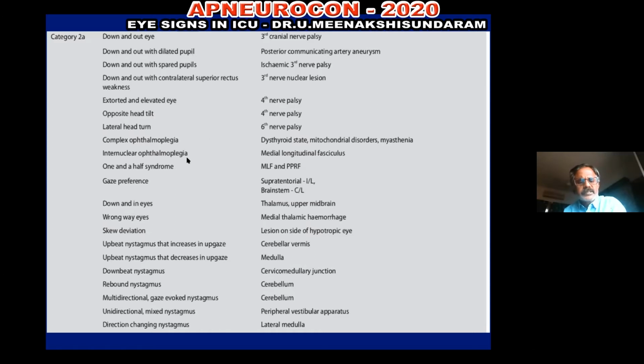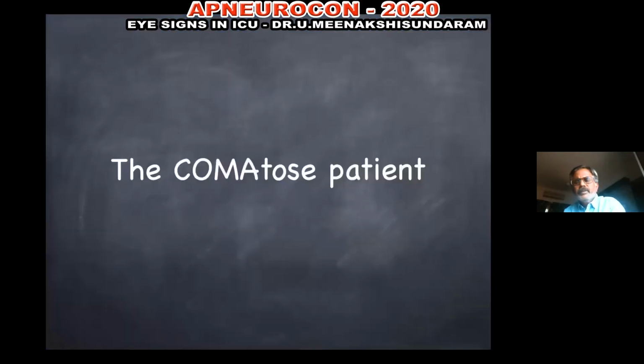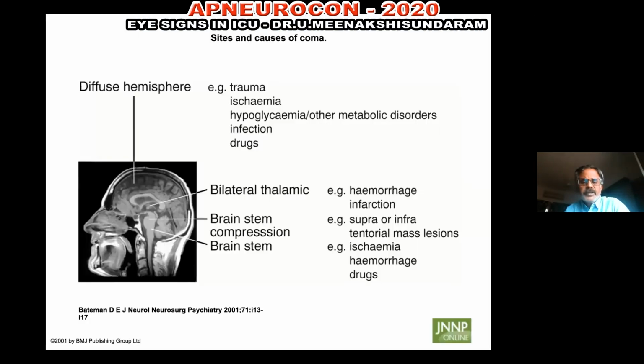But then there are others like the 1.5 syndrome, internuclear ophthalmoplegia, the lateral head turn, gaze preference. Down and in eyes occurs in the classic thalamic eyes. The wrong way eyes occur in medial thalamic lesions, that can also occur with lateral medulla, skew deviation, upbeat nystagmus, downbeat nystagmus, and other types of nystagmus. If you look at a comatose patient, this is the commonest thing that a neurologist is asked to evaluate. And I certainly believe in looking at the eyes first up, and it definitely does help.